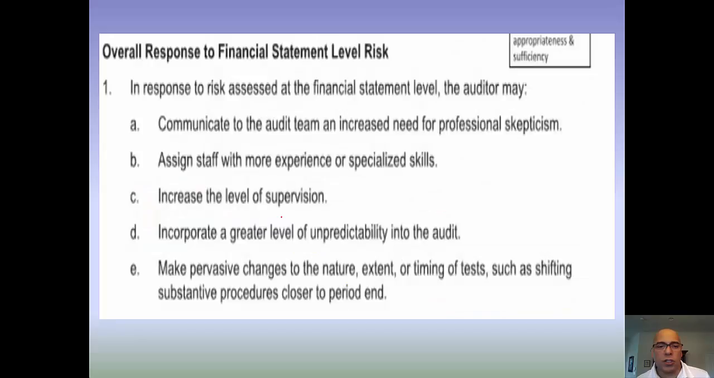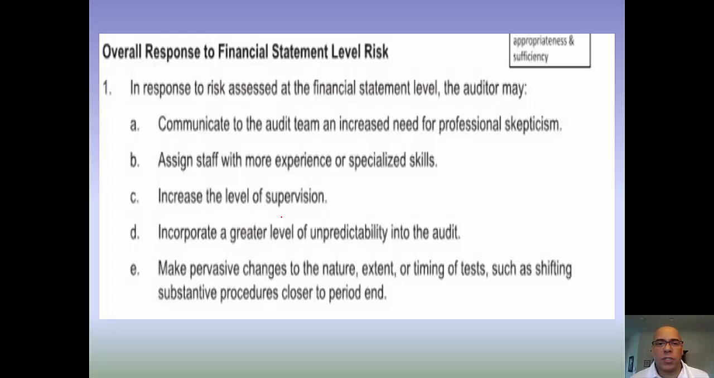So let's take a look at how we're going to use the assertions to determine the audit procedures. Remember, we make our assessment of risk of material misstatement, and we're going to respond at the assertion level. We're talking about the assertions, but there's also, remember, an overall financial statement level risk that we consider, and we will respond to that.